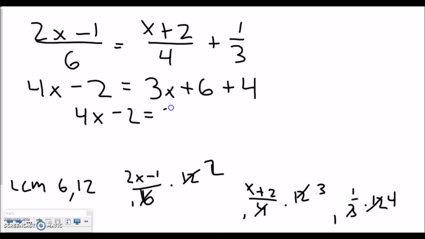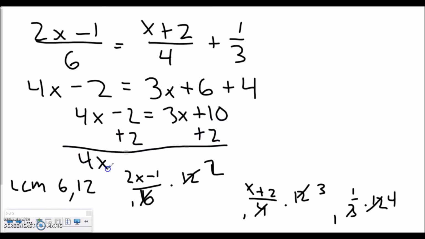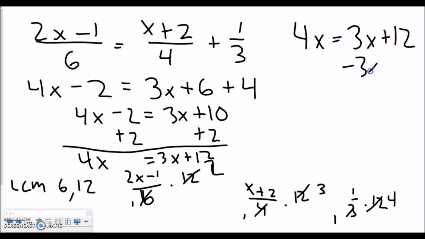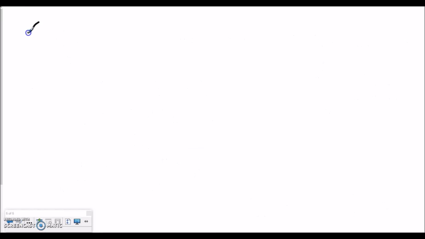4x minus 2 equals 3x plus 10. I will solve for x, so I will plus 2 to both sides. That tells me 4x equals 3x plus 12. Again, I apologize, I run out of space on this thing. I will minus 3x from both sides. X equals 12. What if we have an x squared in our equation?